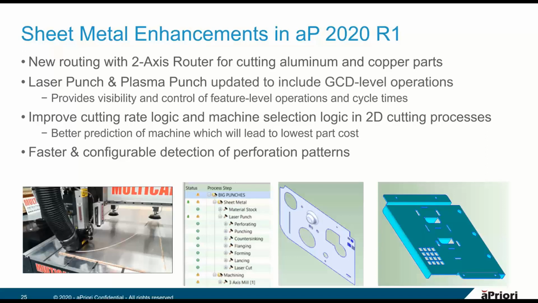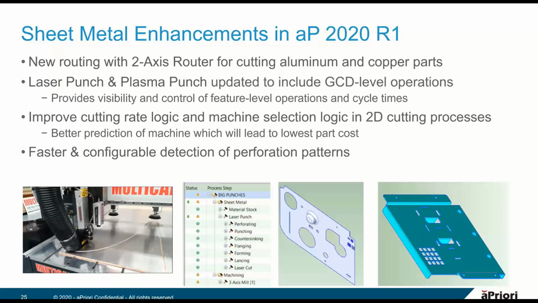Another thing we've done is improve our cutting rate logic and our machine selection logic for all the 2D cutting processes in the sheet metal process group. The reason that we did this, we wanted to make sure that the machine that we were selecting ultimately is the one that would result in the lowest part cost. There's essentially a trade-off between using a faster but more expensive machine or a slower but cheaper machine. You know, which one's going to end up being cheaper? We figure that out now in advance, and we pick a machine that will result in the lowest possible cost.